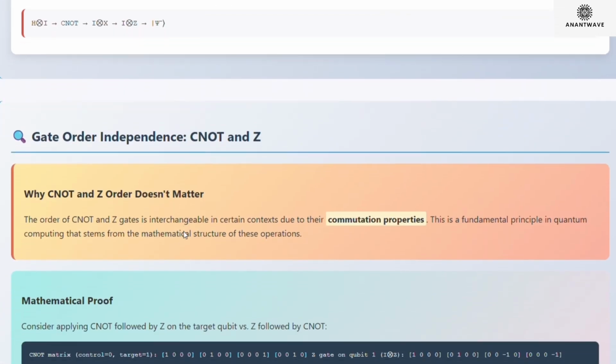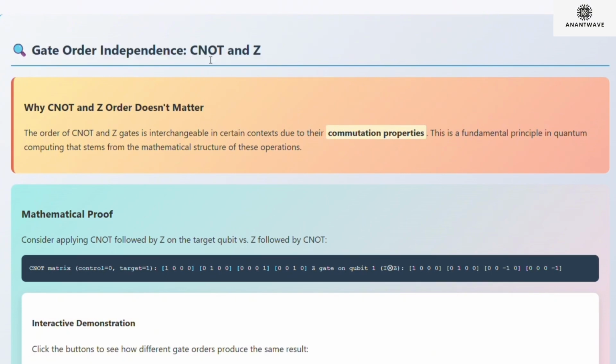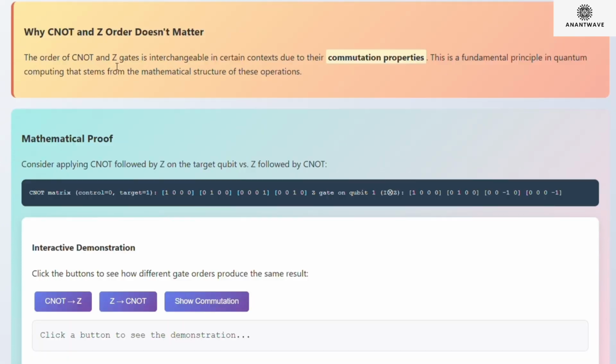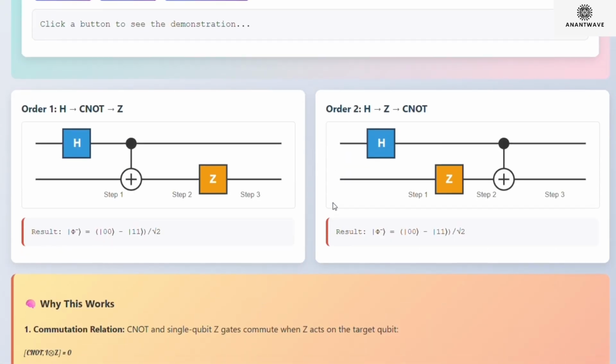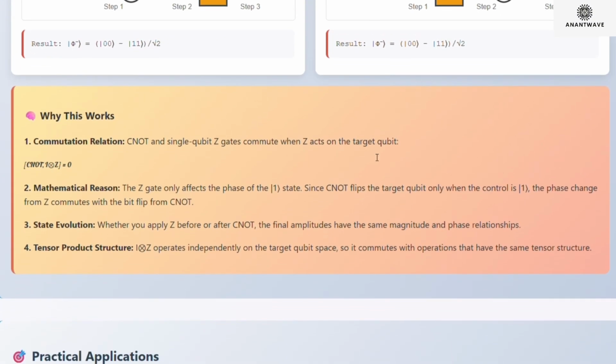Okay, now we have gate order independence. That is, we can apply CNOT first and then Z, or Z first and then CNOT. Because of their commutation properties, we can apply CNOT and Z in any order. Considering applying CNOT followed by Z on the target qubit versus Z followed by CNOT, the values will be the same. Here we have two orders, CNOT and then Z, Z and then CNOT. This works because of their commutation relation.